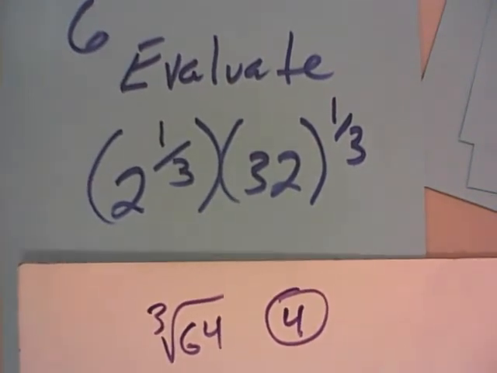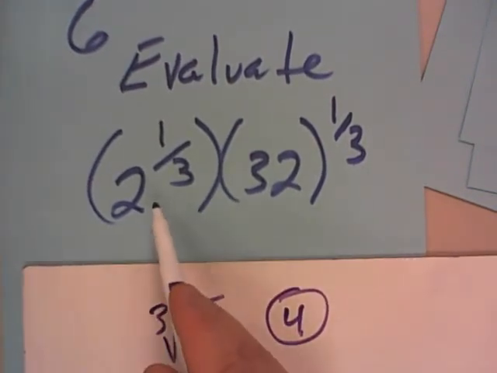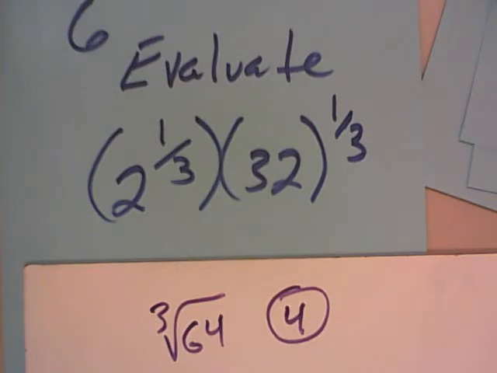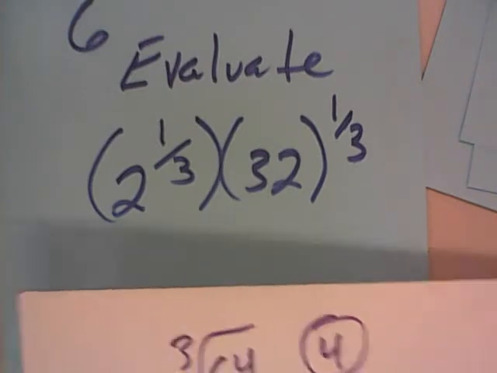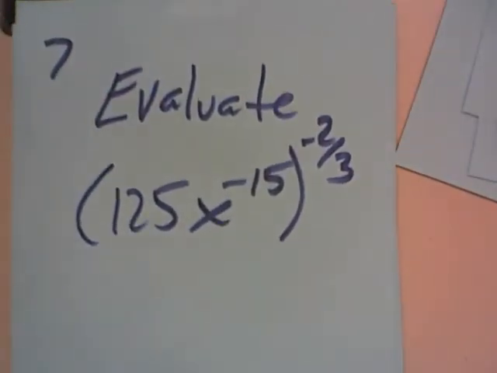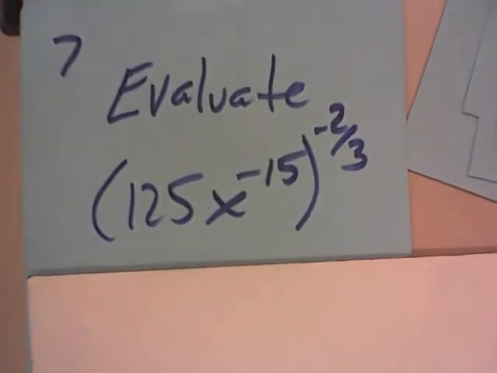So I probably could have made another step here. I could have written this as the cube root of 2 times the cube root of 32, because I could have changed them into radical form. So the final answer here for number 6 is simply just 4. Let's take a look at number 7. Number 7, we're going to evaluate this expression.